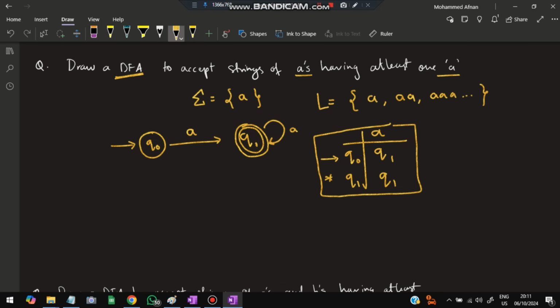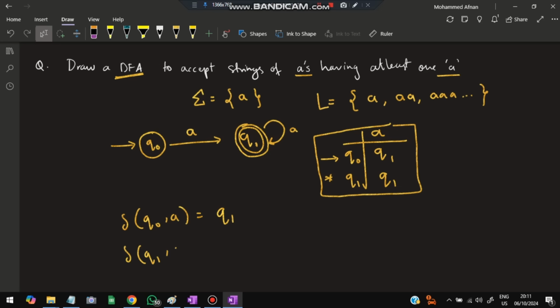And you also have to make the transition functions. Okay. So let's have a look. How do we make the transition functions? To make the transition functions, you first write them like this. This is called a transition function. From Q naught comma A, where am I reaching? I am reaching Q1. From Q1 comma A, where am I reaching? I am reaching Q1. Is there any other possibility? Q0, Q1 I have considered, and this is the only letter I have. So this is called the transition function.